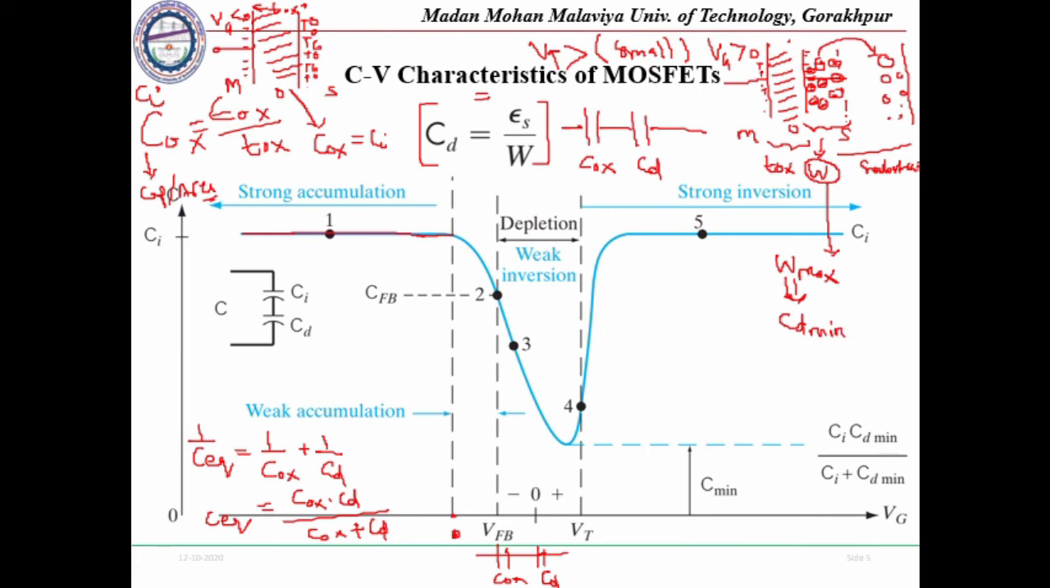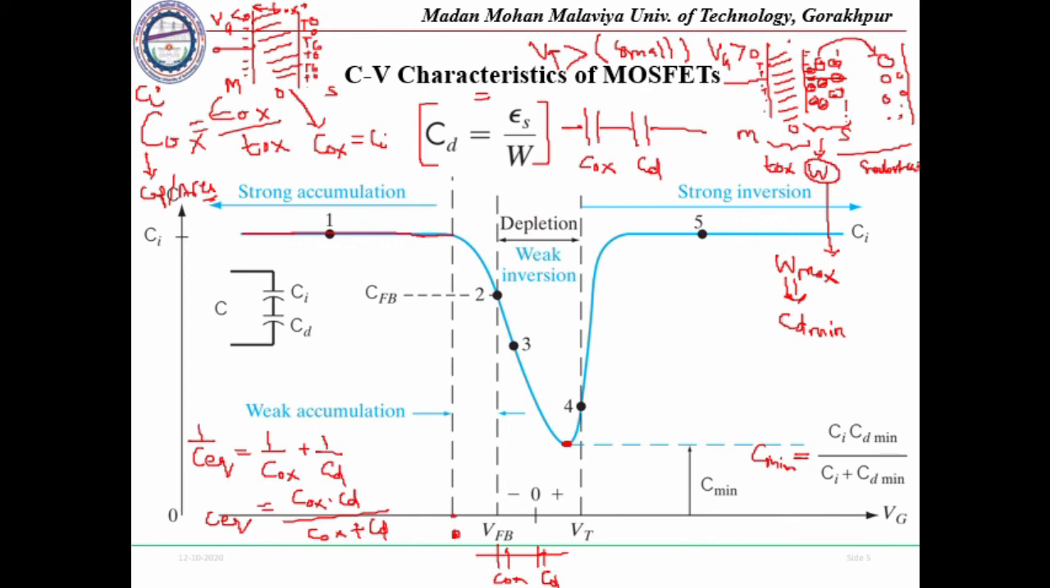If Cd is minimum, then Cd minimum connected in series with the Cox will give you the minimum value of the capacitance of the MOSFET. So that will be given by this C minimum, and this C minimum will be equal to Cox into Cd divided by Cox plus Cd. Okay, so this is your minimum capacitance.